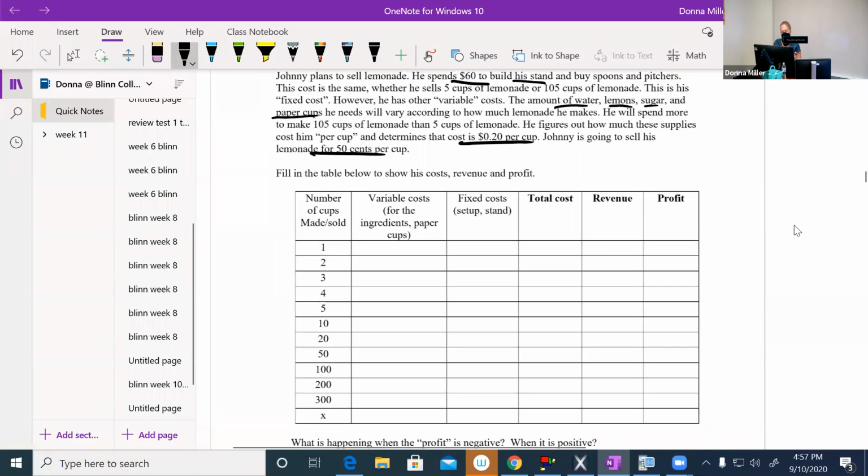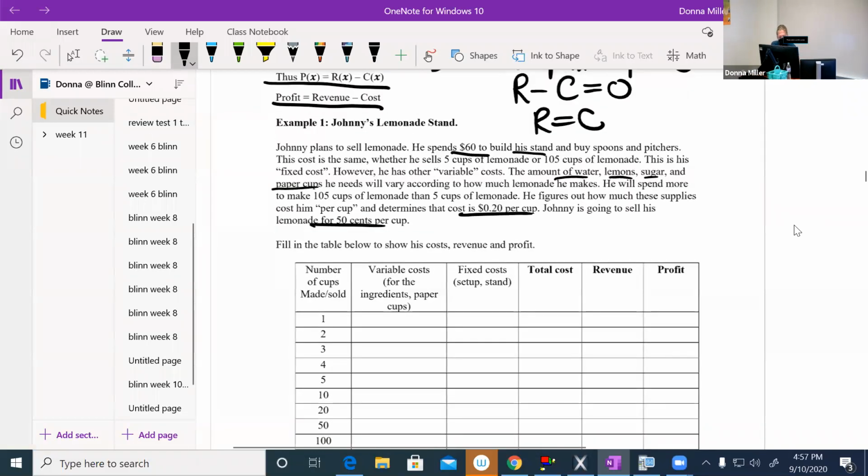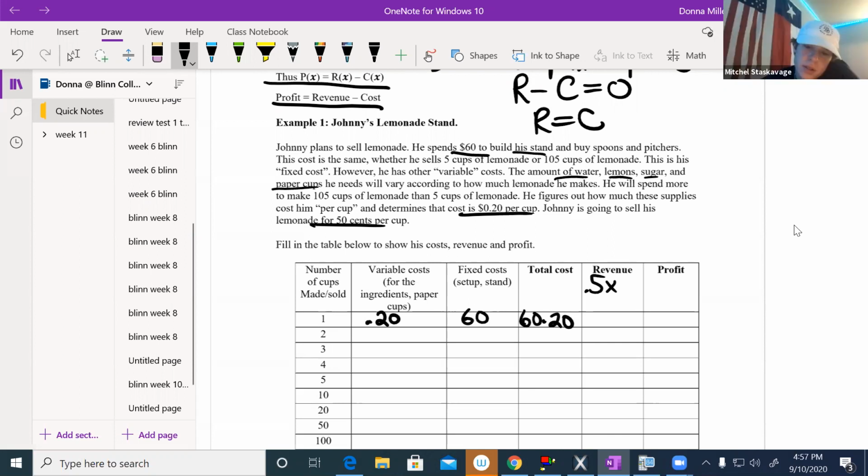So if he sells 1 cup of lemonade, it's going to cost him 20 cents for 1 cup. And his fixed costs are 60. So the total cost is going to be $60.20, right? All right, so he's selling them for 50 cents. So what's his revenue? He sells 1 cup. How much money do you get? 50 cents, right? He's selling for 50 cents.